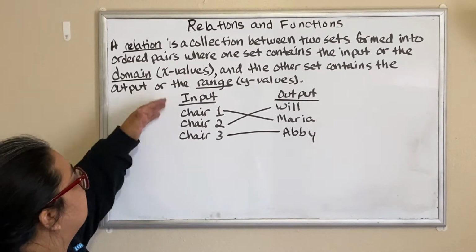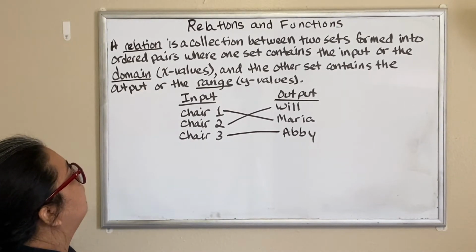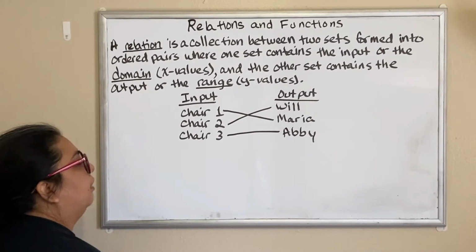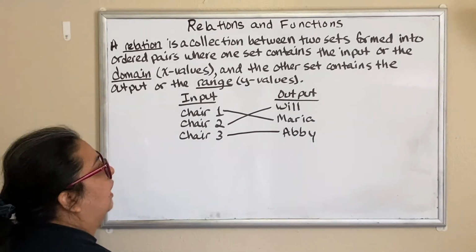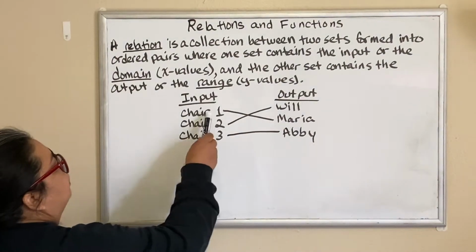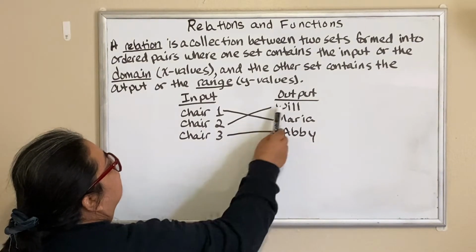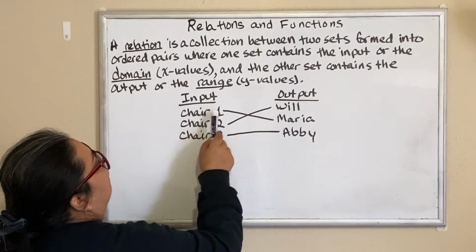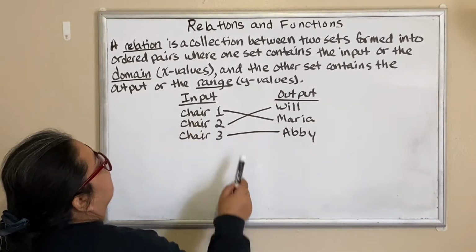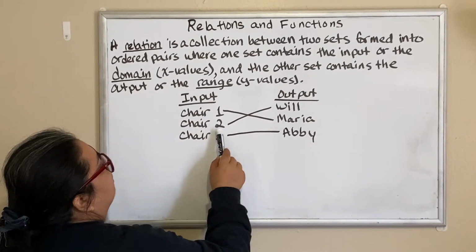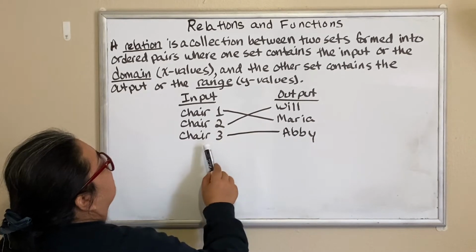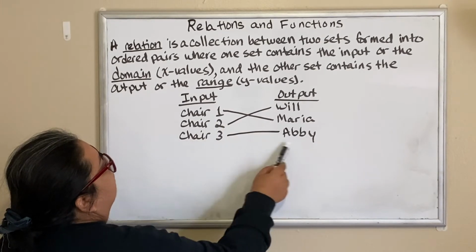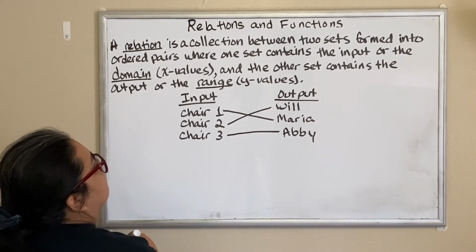So here I have an example of a relation. Let's say I'm trying to assign chairs in a classroom. I want to assign chair 1 to Maria, chair 2 to Will, and chair 3 to Abby. The input would be chair 1. The output is that Maria is in chair 1. The input would be chair 2. The output would be that Will is in chair 2. The input would be chair 3, and the output would be that Abby is in chair 3.